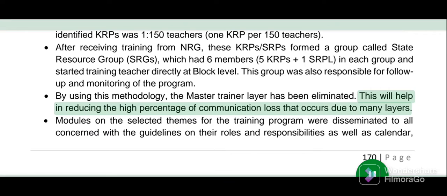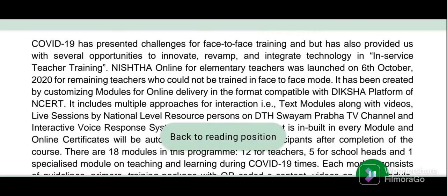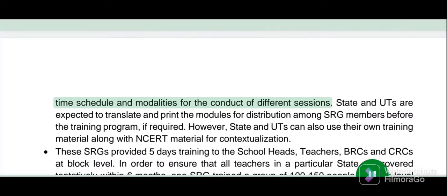This will help in reducing the high percentage of communication loss that occurs due to many layers. Modules on the selected themes for the training program were disseminated to all concerned with the guidelines on their roles and responsibilities as well as calendar, time schedule and modalities for the conduct of different sessions.